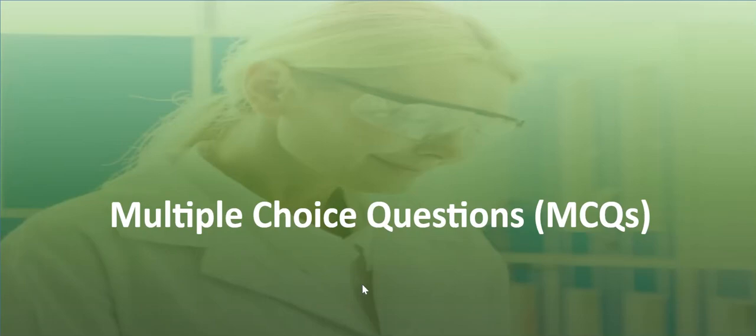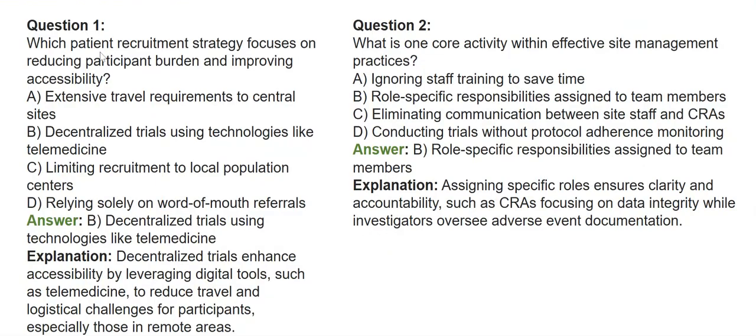We have a few MCQs or multiple choice questions in order to revise what we have covered through the lecture. Question 1, which patient recruitment strategy focuses on reducing participant burden and improving accessibility? Is it A, extensive travel requirements to central sites, B, decentralized trials using technologies like telemedicine, C, limiting recruitment to local population centers, or D, relying solely on word of mouth referrals?